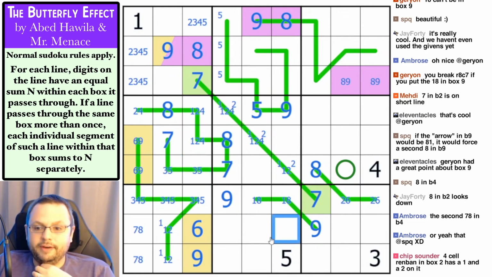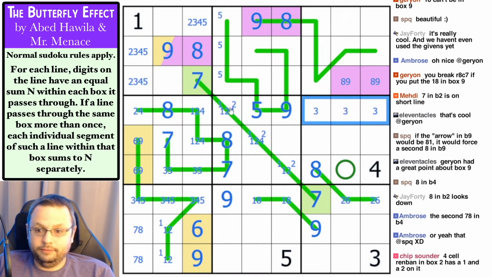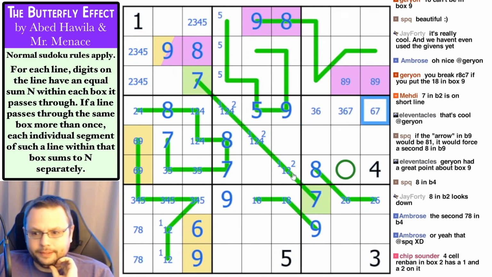This one's not 1 or 2, it's 3 or 5. That's the other 3, 5. We've got a 1, 2, 4 triple in the row. So that means that these cells are a 3, 4, 5, 6, 7, or 3, 6, 7. That one's not a 7. That one's not a 3.